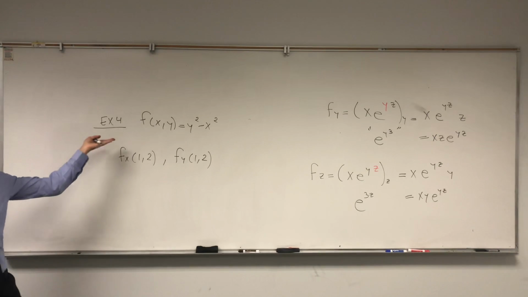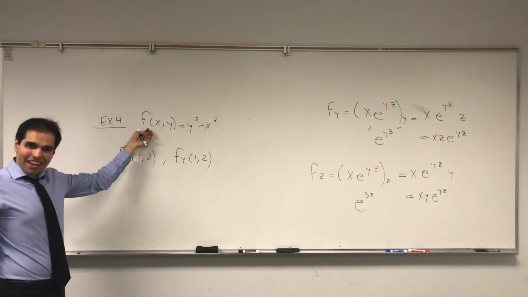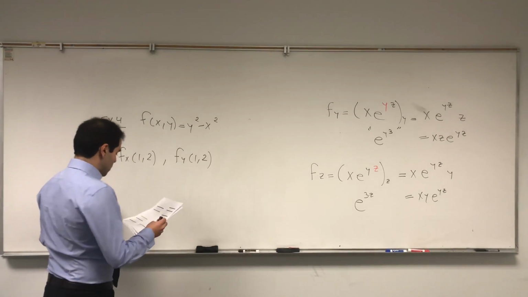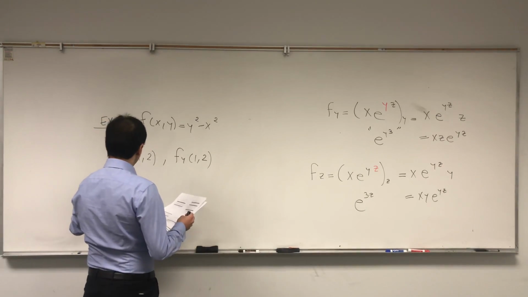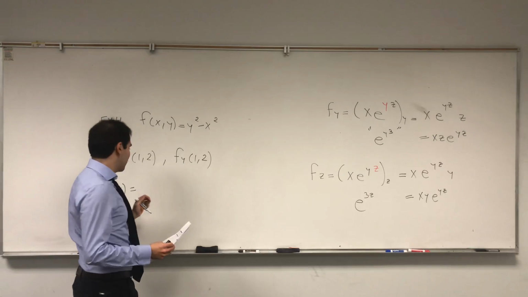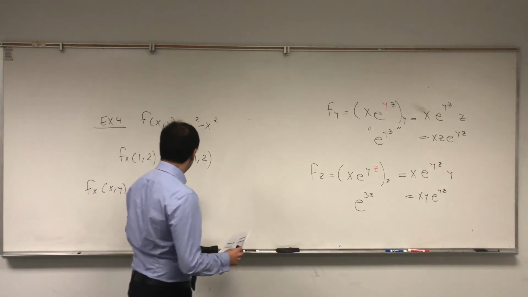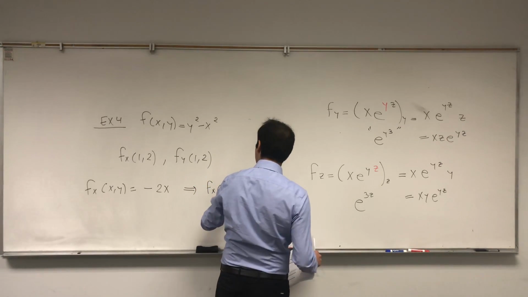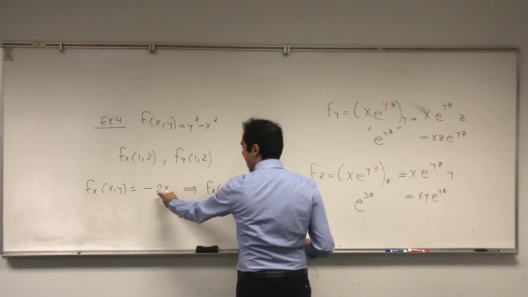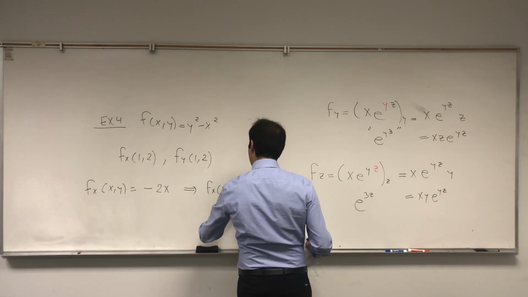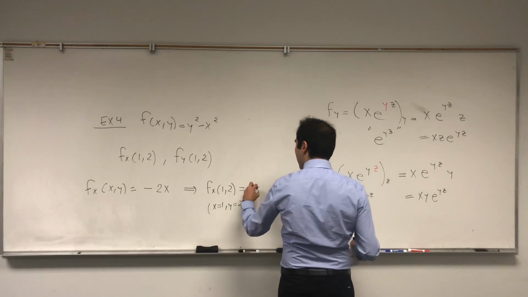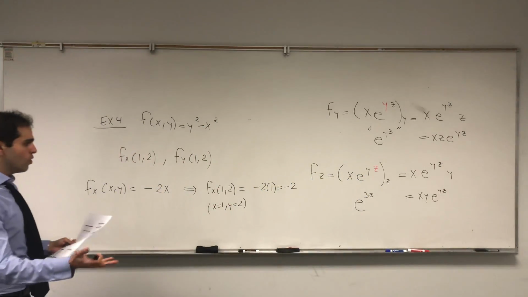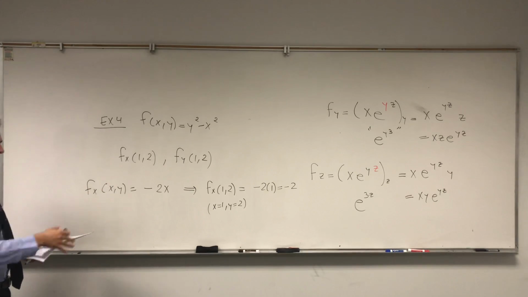Well, just like f prime, you first differentiate f and then you plug in the point. So f_x in this case becomes, if you differentiate with respect to x, minus 2x. In particular, if you plug in the point (1, 2), all this means is x equals 1 and y equals 2. So you get minus 2 times 1, which is minus 2. In other words, the derivative of f with respect to x is minus 2.